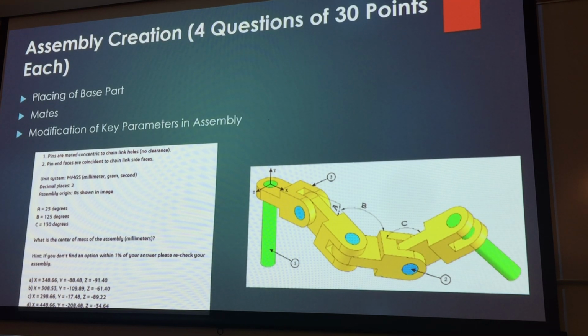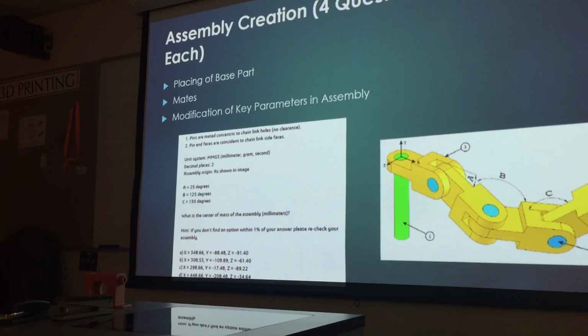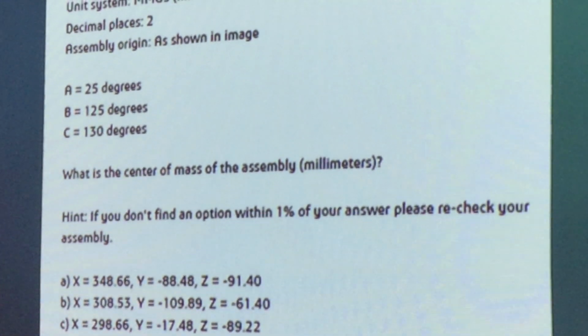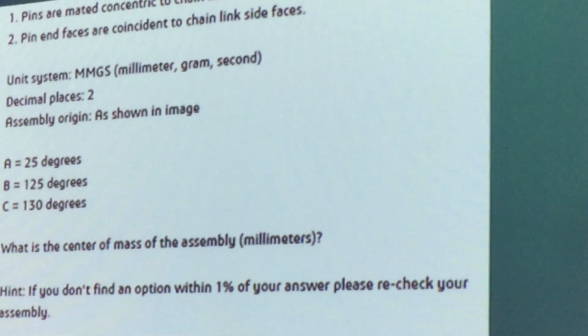What's the outcome they're looking for? For you to be able to fully mate an assembly and give the center of the origin. Right here it's asked for the center of mass of the assembly. So it's most likely with the assemblies it's center of mass, because that's how they know you've made it correctly.